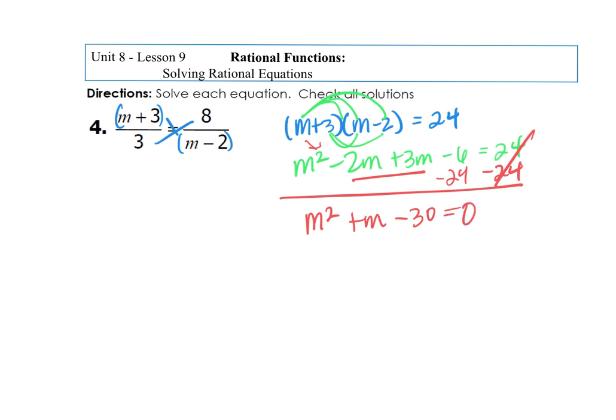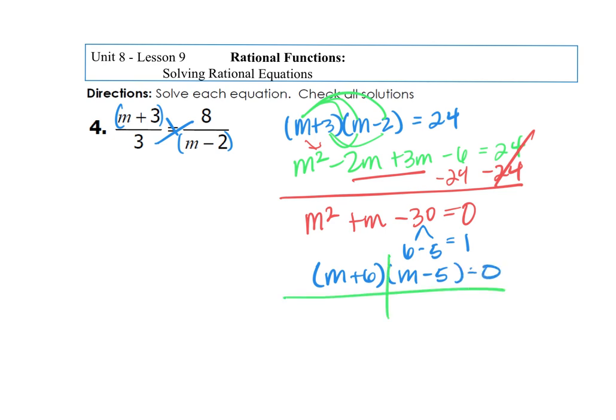Okay, next we would factor. We have 3 terms, so we're going to do our factor tree, looking for 2 numbers that multiply to negative 30 and subtract to positive 1. Those 2 numbers would be positive 6 and negative 5. So we write it in factored form: m plus 6 times m minus 5, it's still equal to 0.